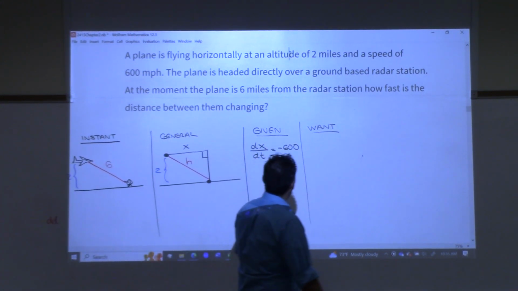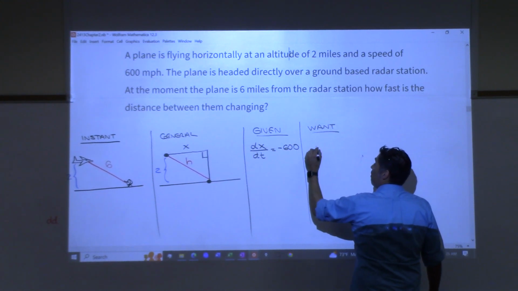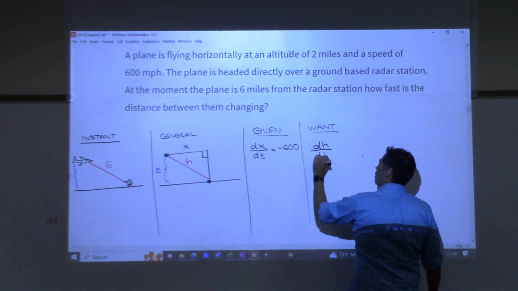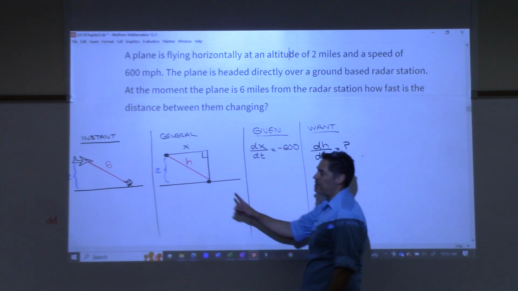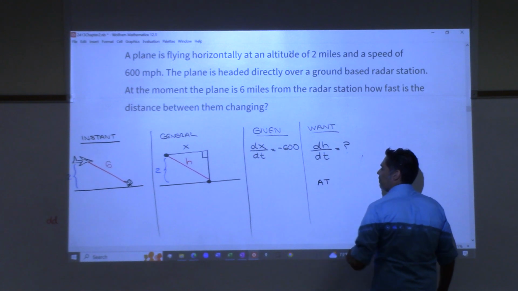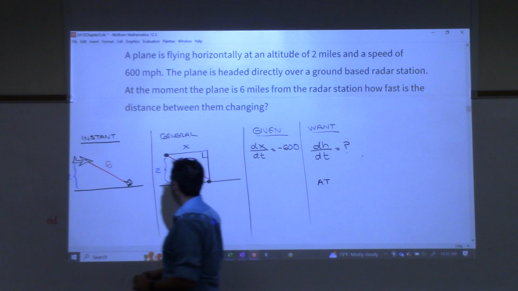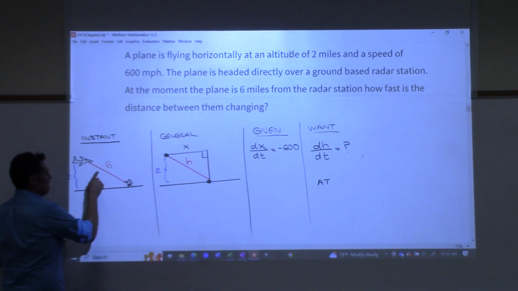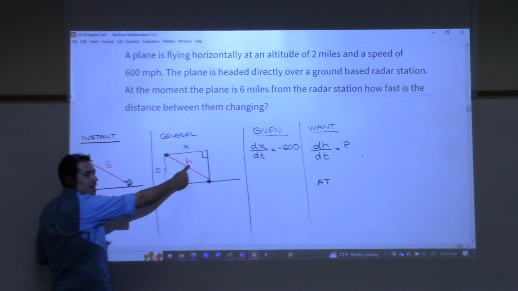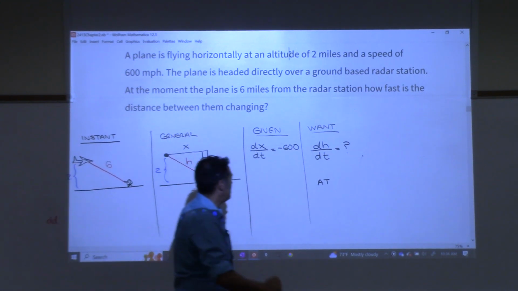What do we want in the problem? Okay, we want to know how fast, what's changing? H, right? We want to know how fast this is changing at exactly the moment that what? What's 6 miles? The what? Or x. Is it x? At exactly the moment this distance from here to here is 6, which for us is the letter h, right? So at exactly the moment that h is 6 is when we want to take this snapshot.